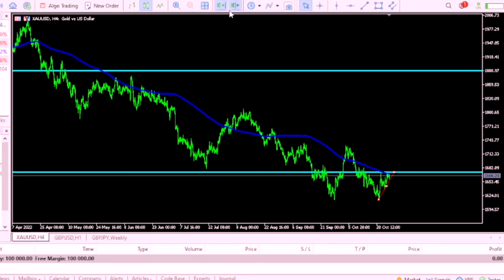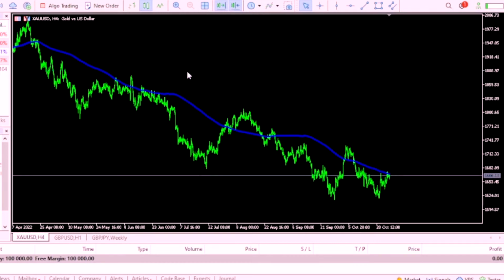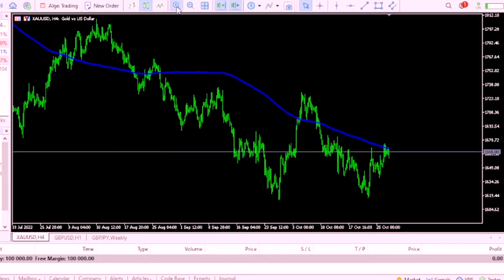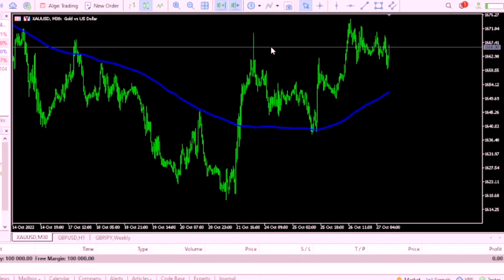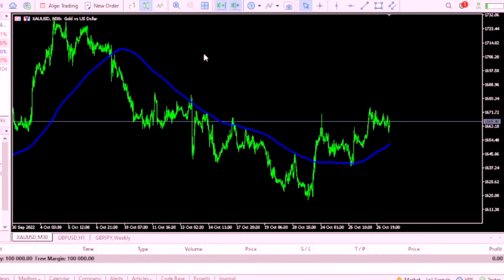I want us to look at this together. So let me go to the lower time frame, like maybe 30 minutes, and maybe that will help you to see what I'm saying. Now, if you go to the 30 minutes time frame, you see that this thing is like a curve. You see the way it's curving. Do you see it? It's not a straight line. It's forming an arc that is facing up.